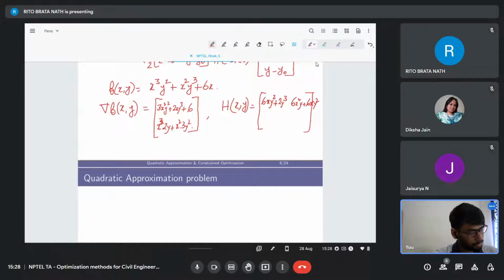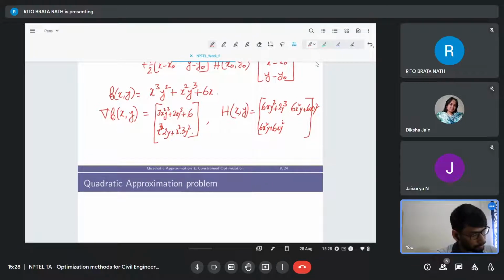And the next term, this part, will be 6x square y plus, with respect to x, it will be 6xy square. Yeah, so it will be symmetric. So that's fine. And with respect to y it will be 2x cube plus 6x square y. So I think this is correct. Yeah, so this is fine.